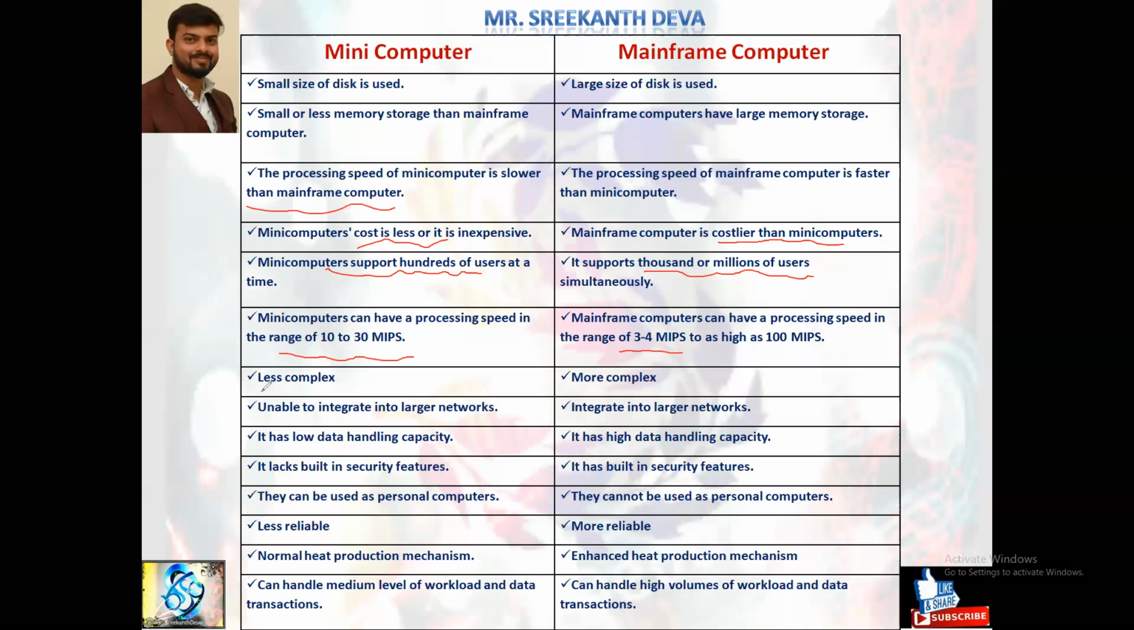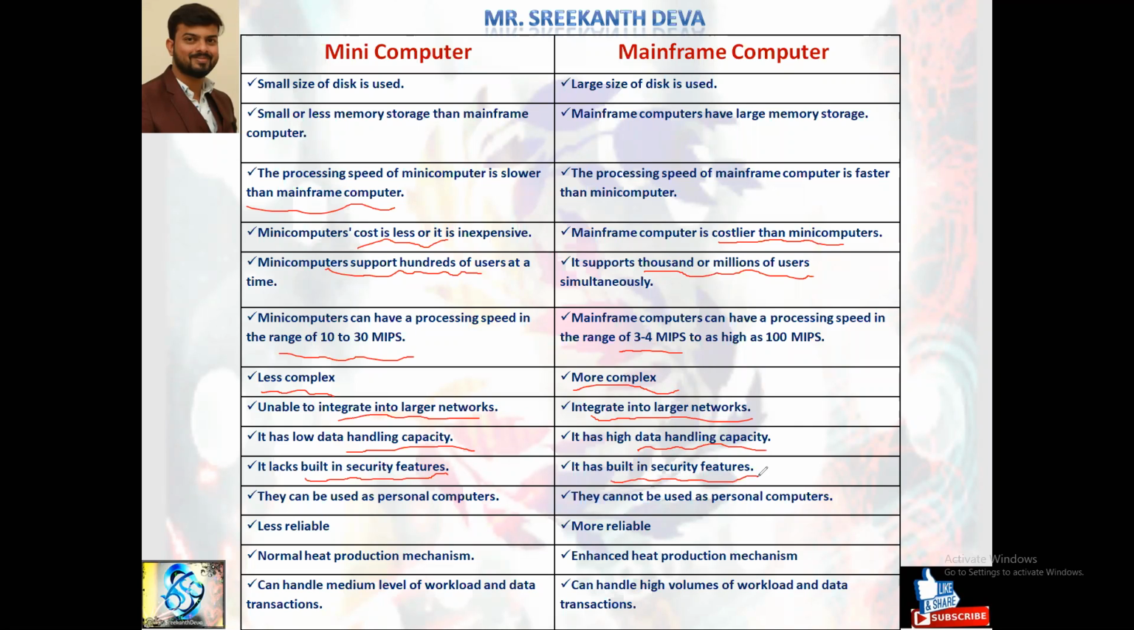Minicomputers are less complex in architecture, but mainframe computers are somewhat more complex compared to minicomputers. Minicomputers are unable to integrate into larger networks. Minicomputers are suitable for only mid-range applications, but mainframe computers integrate into larger networks and are generally used for enterprise-level applications. Minicomputers have low data handling capacity, but mainframe computers can handle a huge volume of data. Minicomputers lack built-in security features, but mainframe computers have built-in security features.